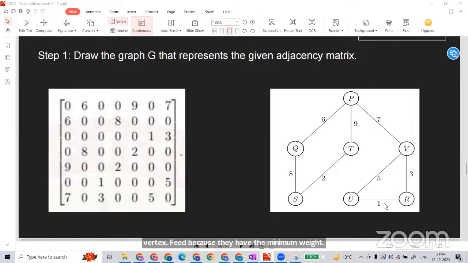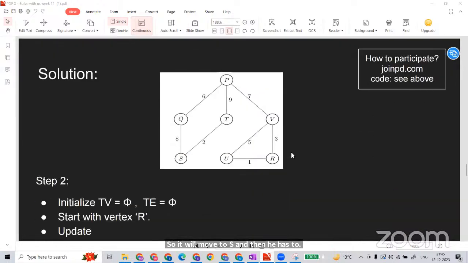So now this is R, U, and then V. And then from V, we'll start growing with P. Here P, because there is no other vertex. And from P, we have two ways. The minimum weight is 6, this is 9. So this is Q now. And from Q, the minimum weight is 8. So it will move to S and then S to T.